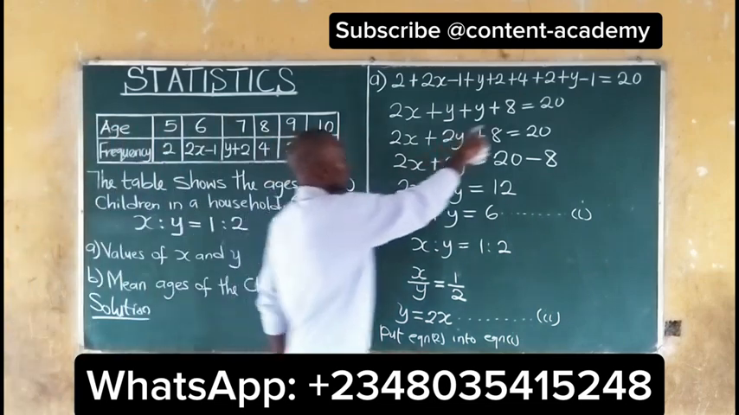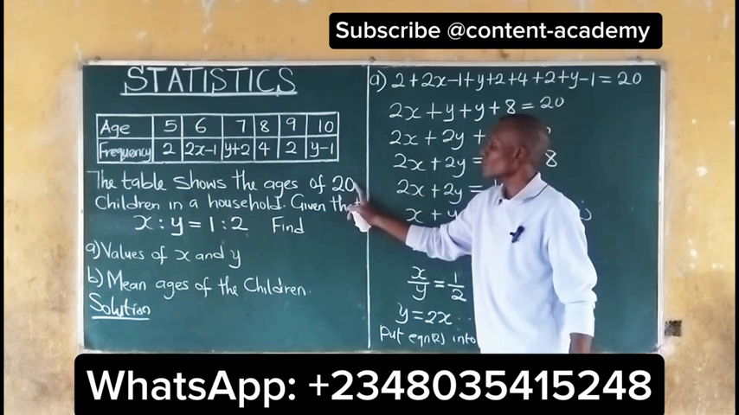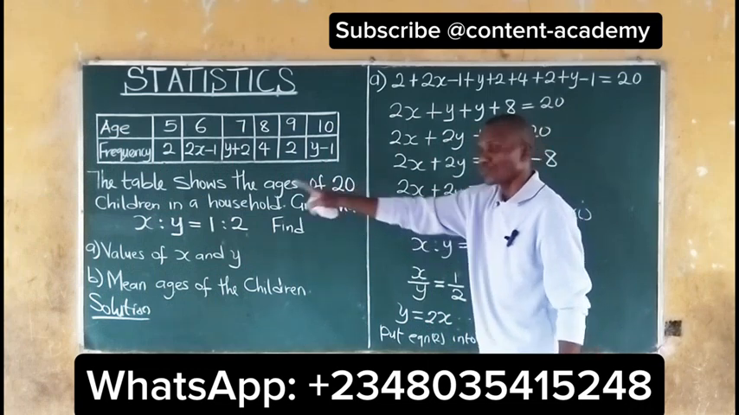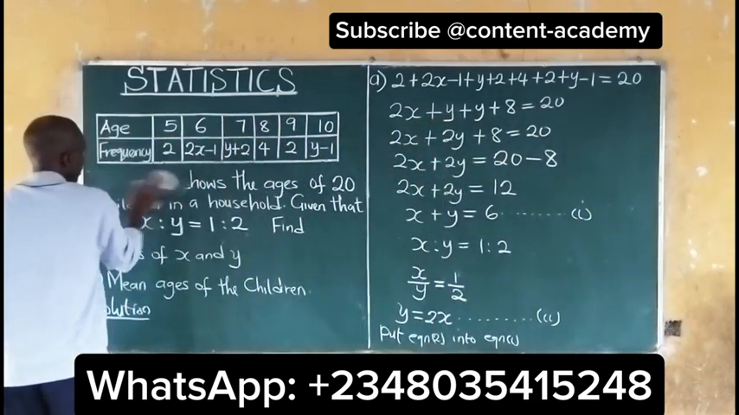So how did we get this 20? The 20 is gotten from the information that is given, that the table shows the ages of 20 children. So that is how we got 20 here.